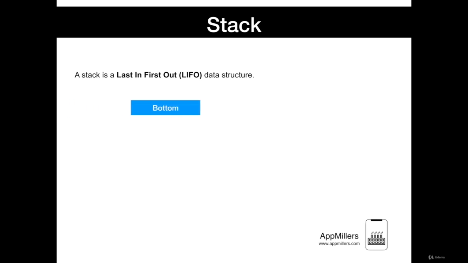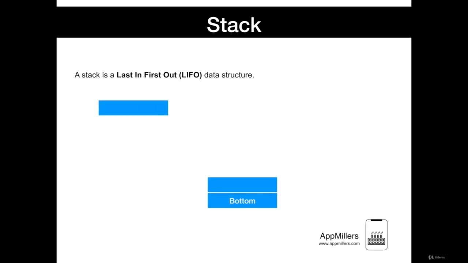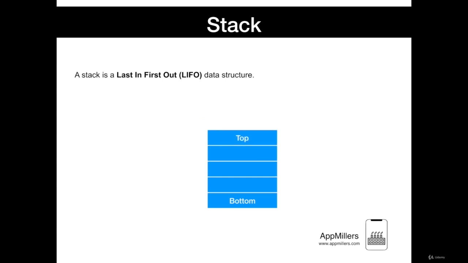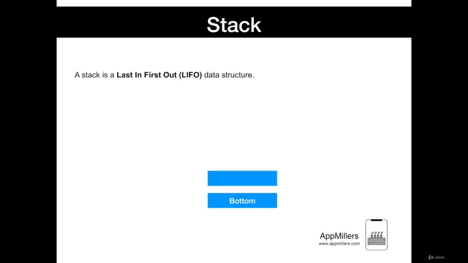The structure of a stack can be imagined as a pile of objects stacked vertically. As you see, when a new element comes in, it's placed on top of the previous one. When extracting these objects, the last one added to the stack is the first one removed. That's why it's called a last in, first out data structure.